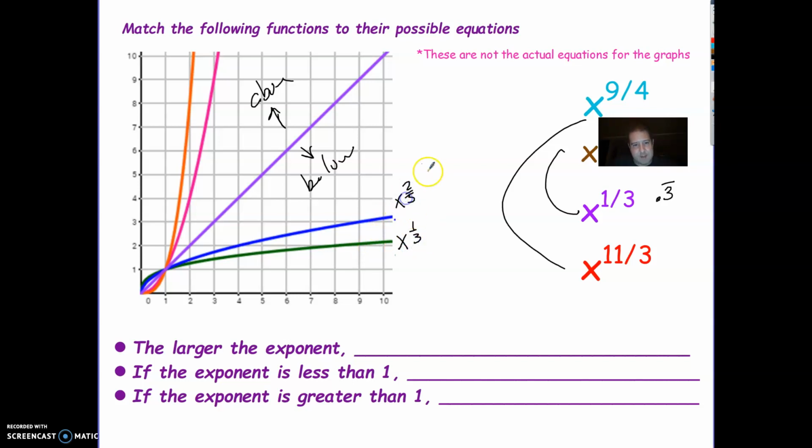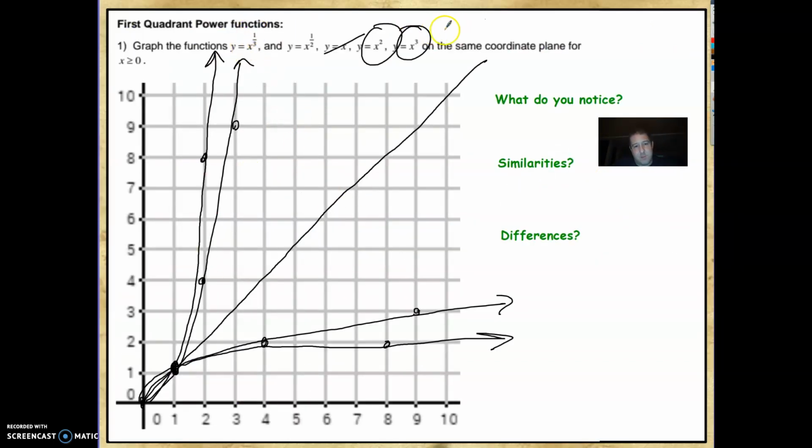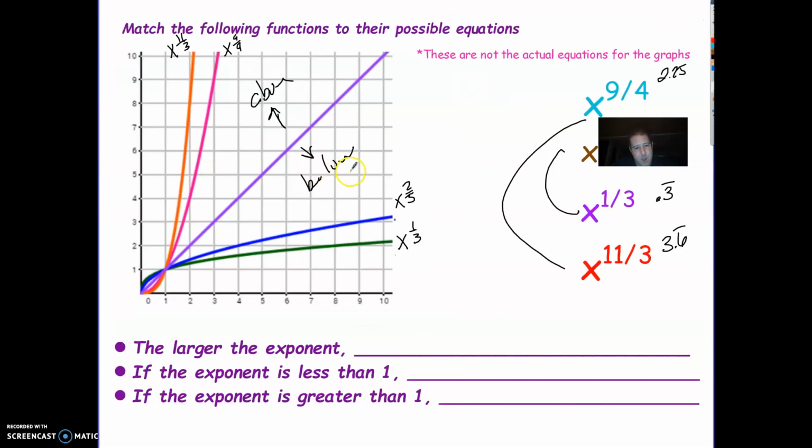Now, same thing with these. The bigger it is, the faster it's going to go up. So 9/4 is actually 2.25, and 11/3 is actually 3.6 repeated. Now that's bigger than this, so this has got to be x to the 9/4, and this is going to be x to the 11/3, assuming these are the only 4 choices. But like I said, these are actually the same 4 graphs that would go with these 4 choices right here.